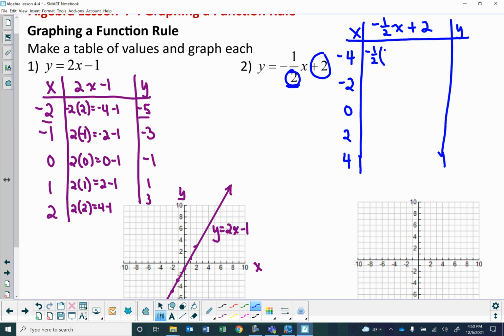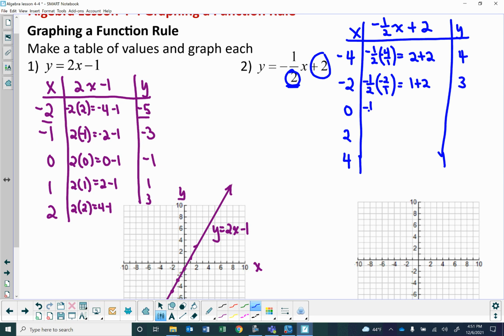So here's my workspace. Negative 1/2 times negative 4 over 1. I almost messed that up. Half of negative 4 is negative 2. So I have negative half of negative 4 is positive 2. So I have 2 plus 2, which equals 4. Then I'm going to have negative 1/2 times negative 2 over 1. Half of 2 is 1. 1 plus 2 is 3.